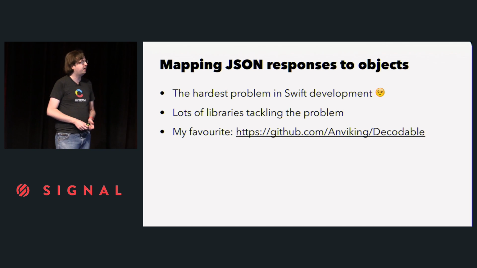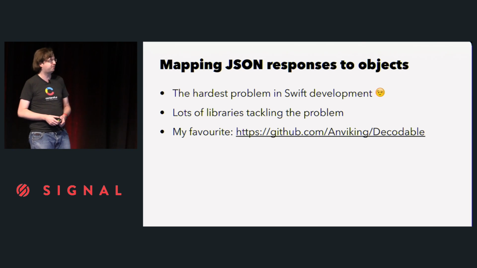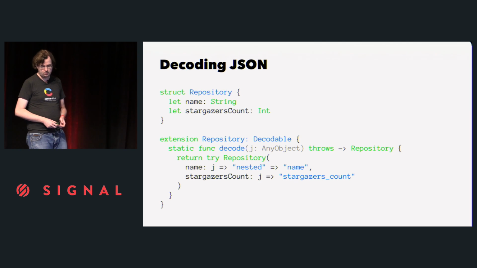So another problem we might have when developing an API client is how do we actually map JSON responses to objects? Apparently that's the hardest problem in Swift development because there are like 50 libraries for it out there. And my personal favorite is a library called Decodable. Using it looks a bit like this.